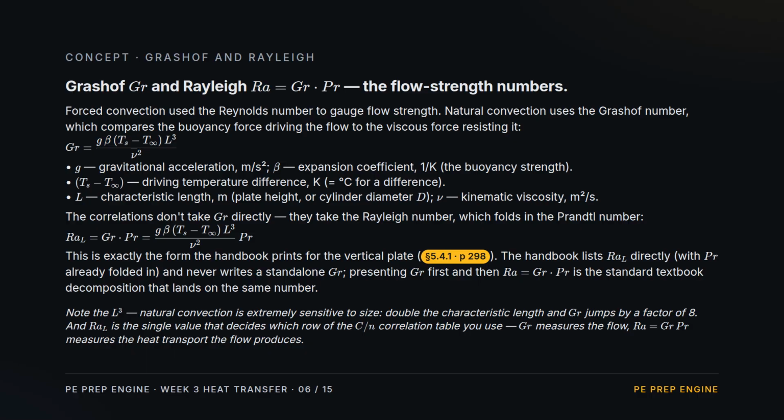But the correlations take the Rayleigh number, Grashof times Prandtl, not Grashof directly. That's the form the Handbook prints. It lists Rayleigh with Prandtl already folded in, never a standalone Grashof. Rayleigh decides which row of the table you use.